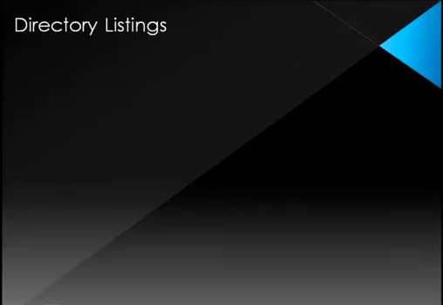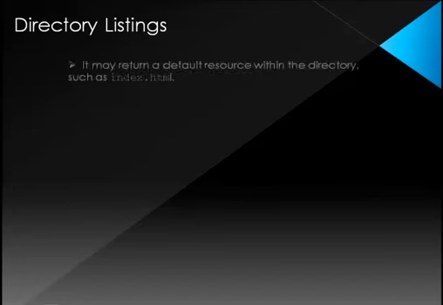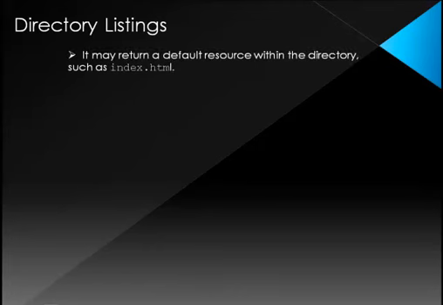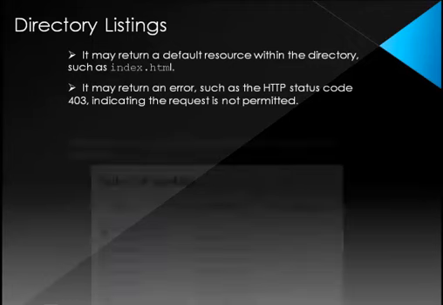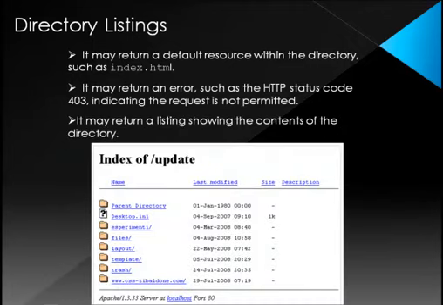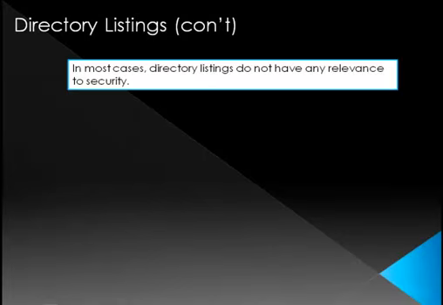Next is directory listings. When a web server receives a request for a directory rather than an actual file, it may respond in one of three ways. It may return a default resource within a directory, such as index.html, or it may return an error such as the HTTP status code 403, which indicates the request is not permitted, or it may return a listing showing the contents of the directory as displayed here. In most cases, directory listings do not have any relevance to security. In fact, they may be displayed intentionally as a means for the user to navigate around sites containing static content.